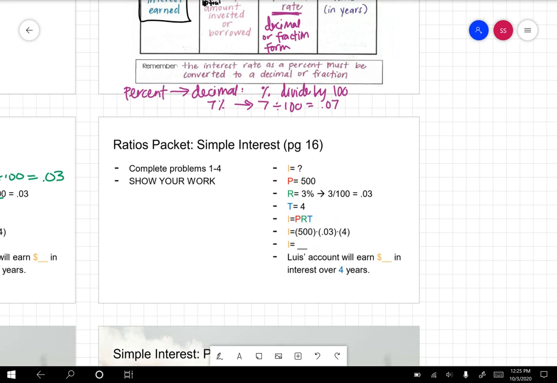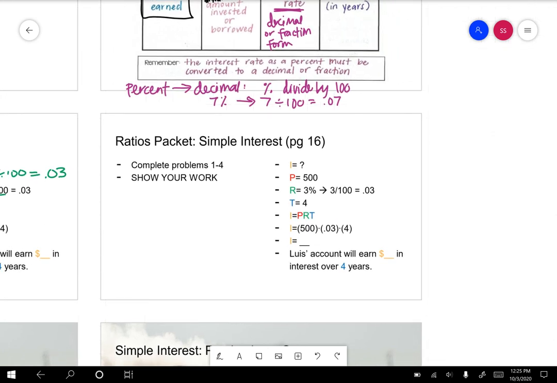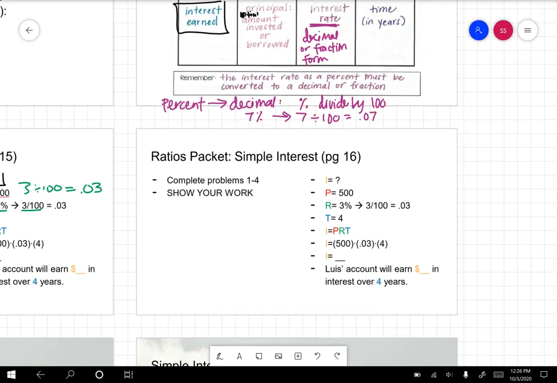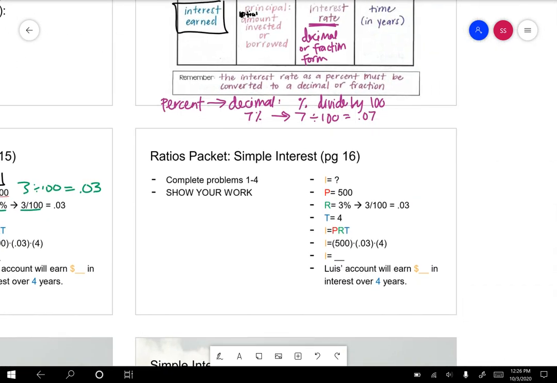All right. So there's 4 problems on the back of that page 16. I want you to try those ones by yourself. So pause the video, try them. Remember, you'll want to identify what you want to know, what you do know out of the interest, the principal, the rate, and time. And then substitute what you do know into the formula and solve for what you don't know. So pause the video, do 1 through 4, and then check back here to check your work.